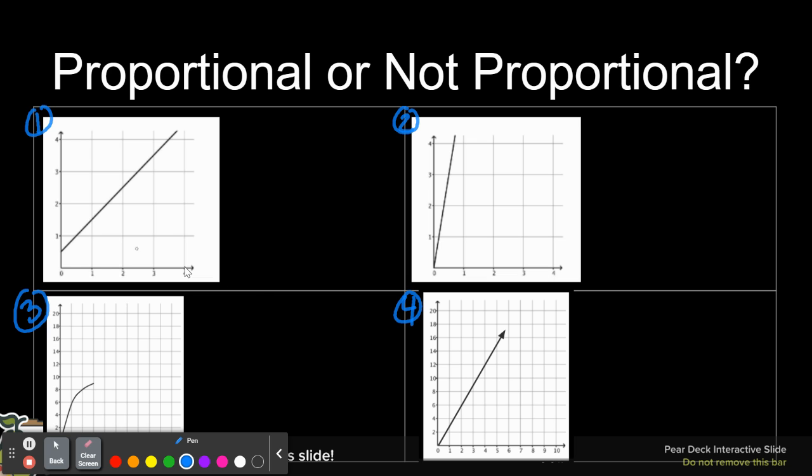All right. Let's take a look at this first one. Is this first one proportional? Well, it is a straight line. However, remember, both things must be true. It must be a straight line and it must go through the origin. This one does not pass through the origin. So this one is not proportional.